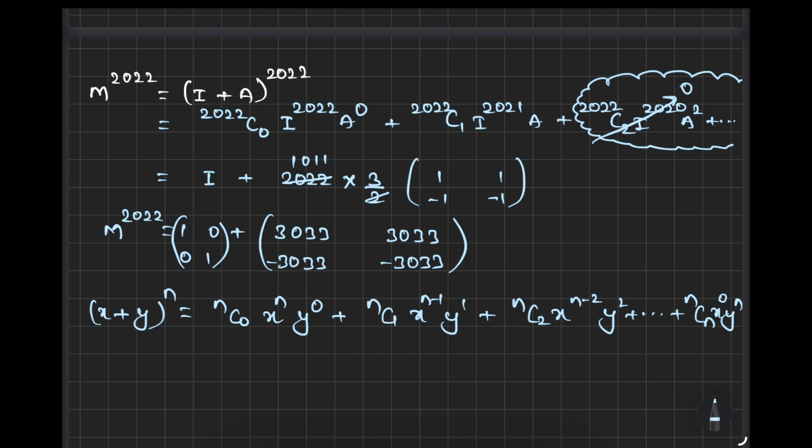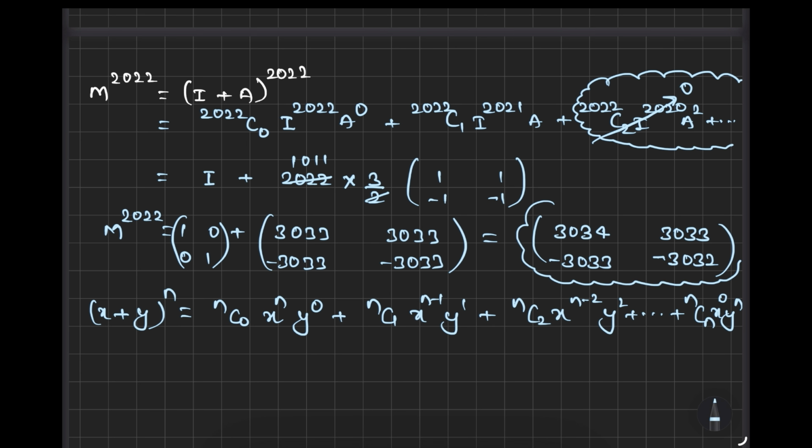That is 1 0 0 1. Now you can update things, so we will get 3034, then 3033, minus 3033, and then minus 3033 plus 1 means minus 3032. So this is your required matrix.